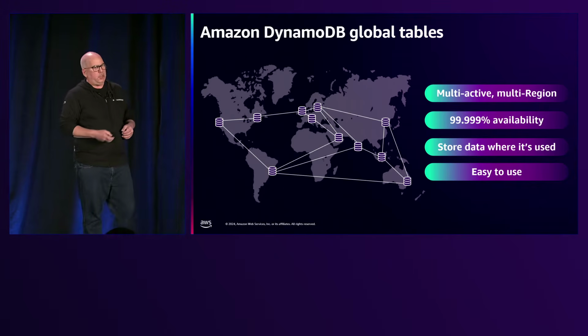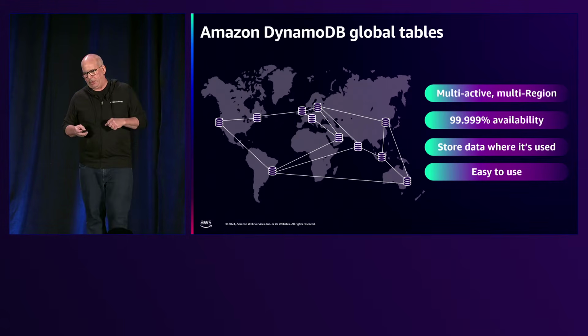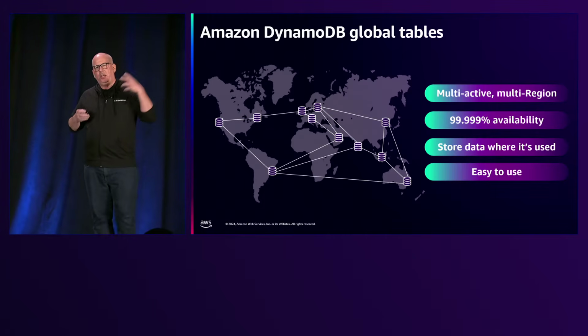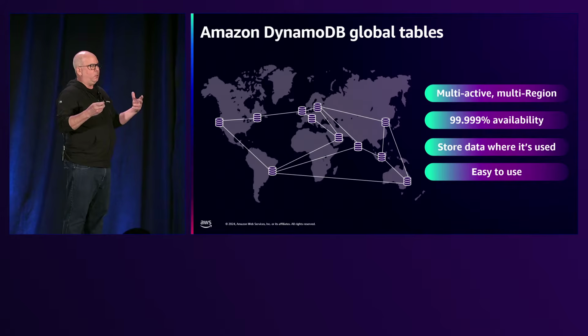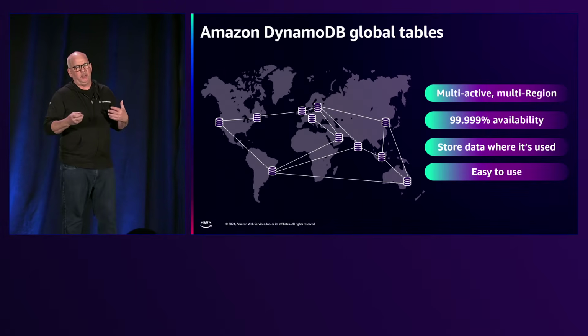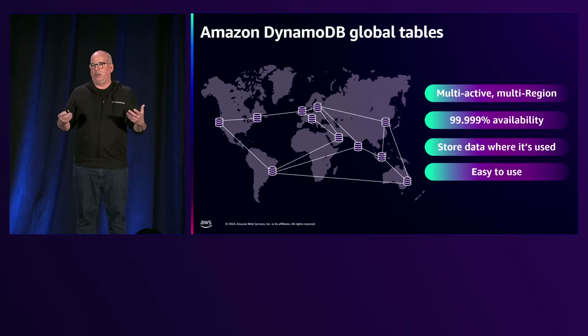So DynamoDB Global Tables is a feature that provides multi-region, multi-active replication. And so what that means is that you can have replica tables, two or more constitute a global table in different AWS regions, and you can write to and read data from any replica in the global table, that is any region, and we will replicate changes to all of the other replicas in the global table.